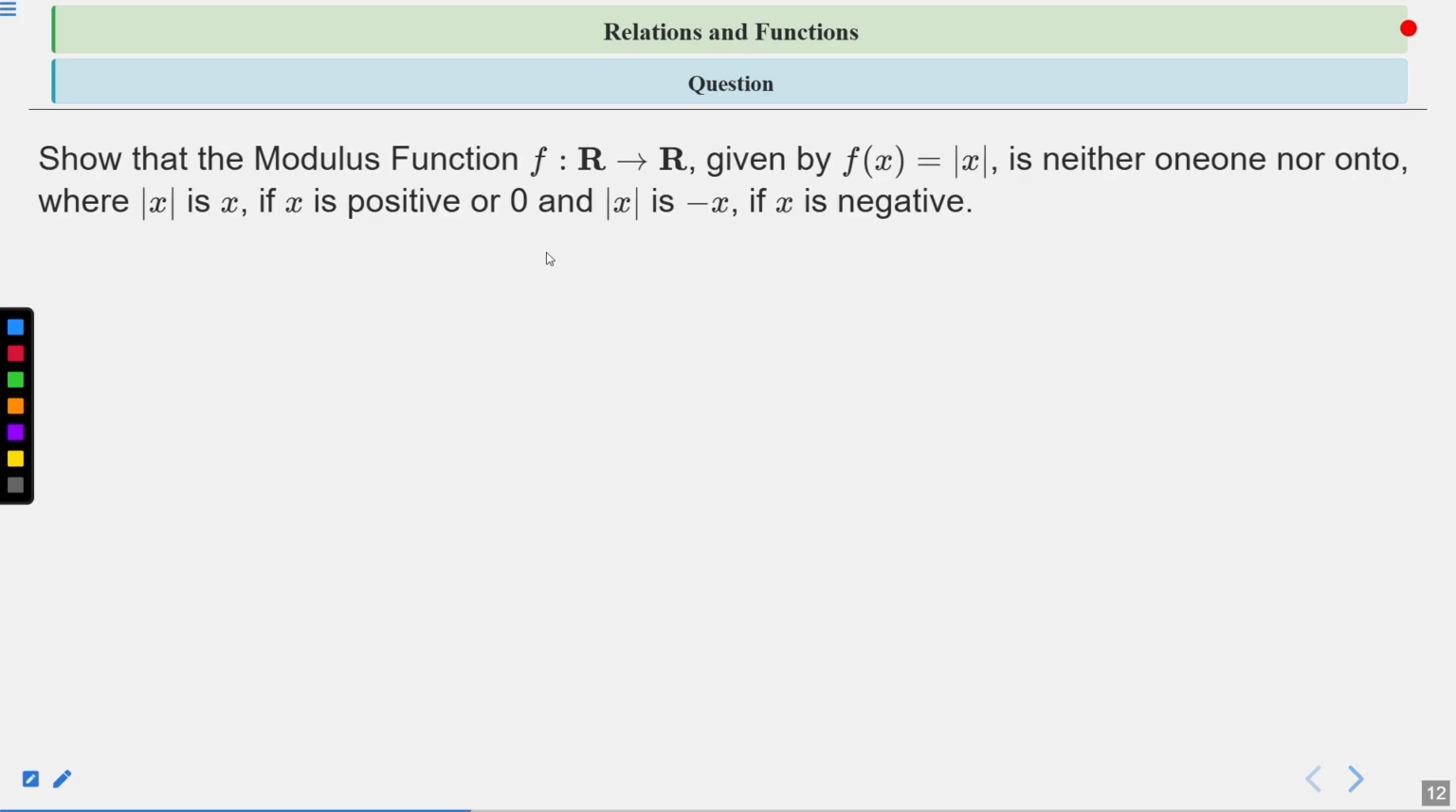This question. Show that the modulus function from R to R given by f(x) is equal to absolute value of x is neither 1-1 nor onto, where mod x is x if x is positive or 0, and mod x is minus x if x is negative. You'll have some seconds to try this problem, then afterwards we will move on to the solution slide. So your time starts now.